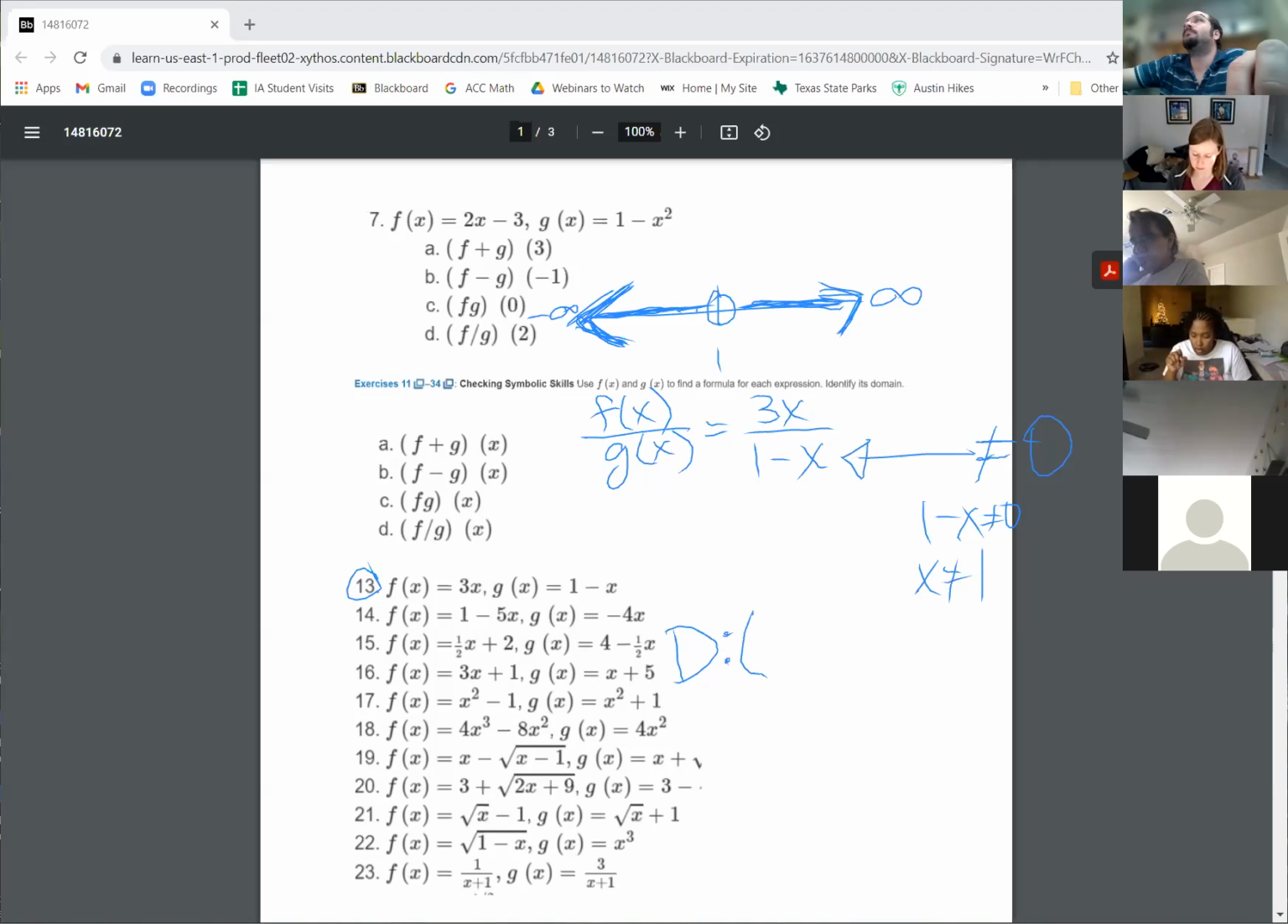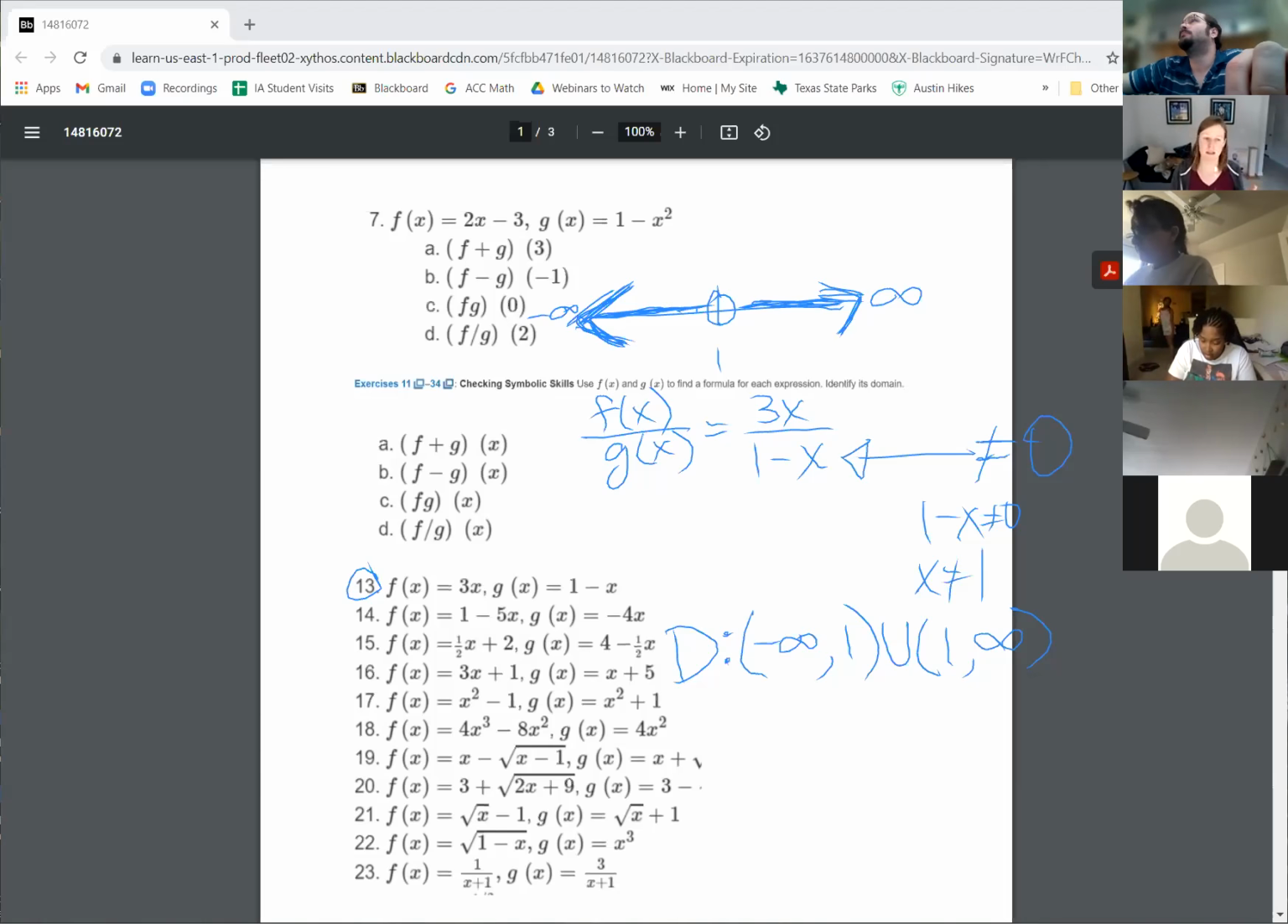Would it be negative infinity to positive... So where do we have to stop? At the 1. So negative infinity to 1, and then we put a union, and then we keep going. We go 1 to infinity. There you go. That circle there is like a stop sign. So sometimes the number line helps people. If it helps you, definitely draw it out.